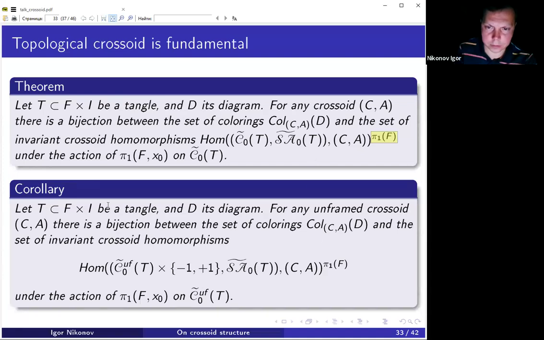And there is a variant of this theorem for unframed crossoids. If we have an unframed crossoid, then there is a bijection between currents by this crossoid and homomorphisms from the unframed topological crossoid. So this topological crossoid is the analog of the knot quandle, but in this case. Okay.